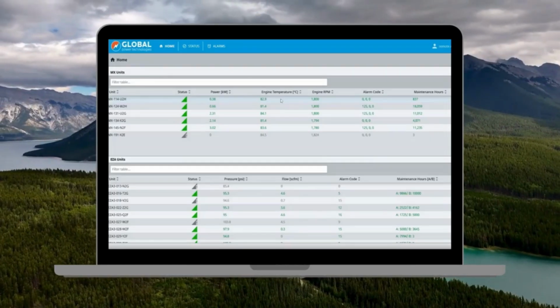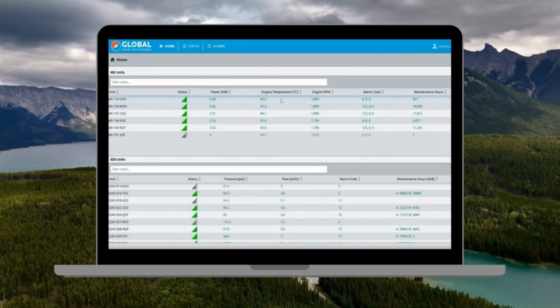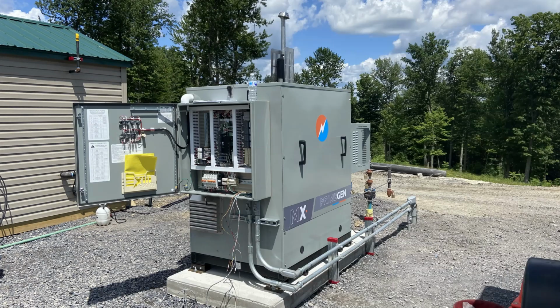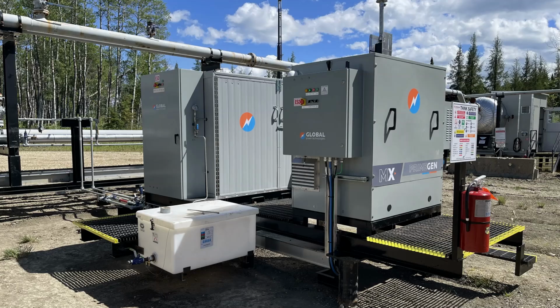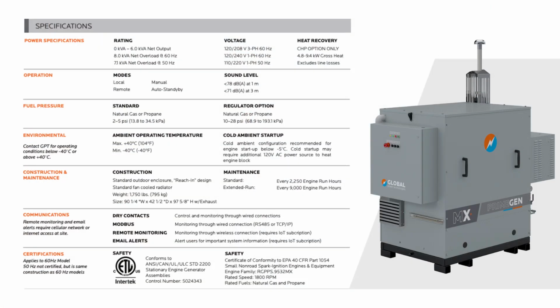The remote monitoring system is a web-based platform where you can log in and see both any MX and Easy Air units that you may have from Global Power Technologies. The MXs are 6 kVA natural gas generators, so they run on either natural gas or propane, providing 6 kilowatts for remote industrial applications.